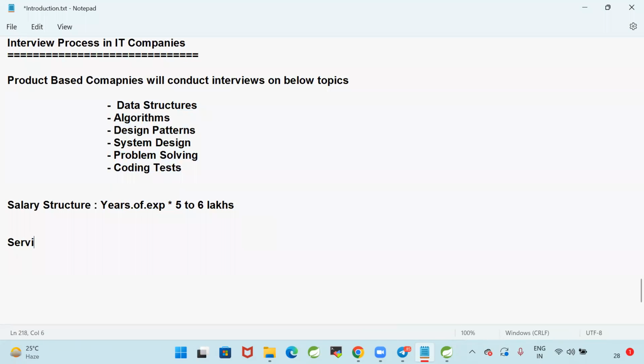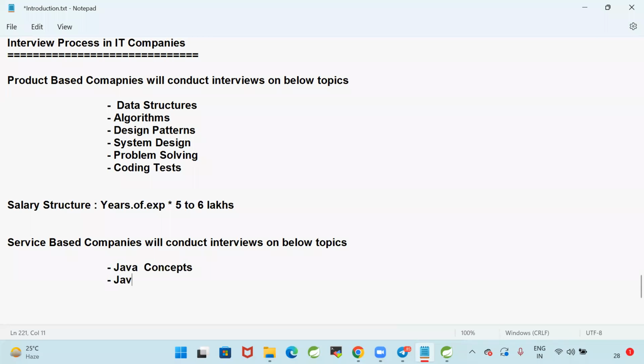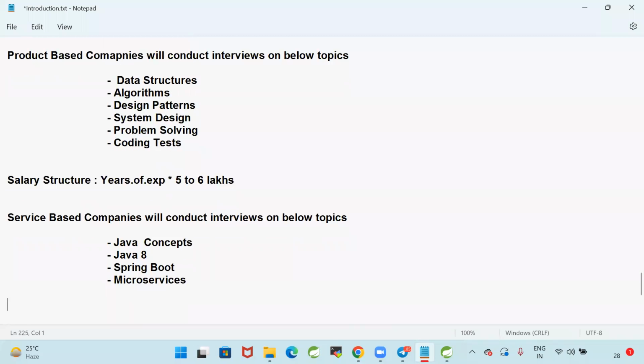If you go for service-based companies, they will conduct interviews on the below topics. They are going to ask Java concepts, basically OOPs and all Java concepts. Nowadays mainly they are focusing on Java 8, Spring Boot, and microservices. They are going to ask about front end, and they will ask about tools. All the latest technologies they are going to ask when you go for a service-based company interview.